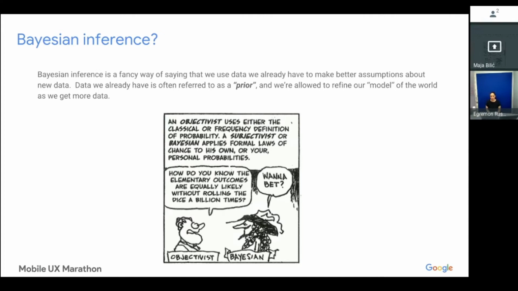What is actually Bayesian statistics and Bayesian inference? In the statistical world, there are two different directions. One is called frequentist and one is called Bayesian. Both are right depending on what you need to prove from them. Bayesian statistics use Bayesian inference, and it's actually a fancy way of saying that we use data we already have to make better assumptions about the new data. Data we already have is often referred to as a prior, and we are allowed to refine our model, or our perception of the world, as we get more data.